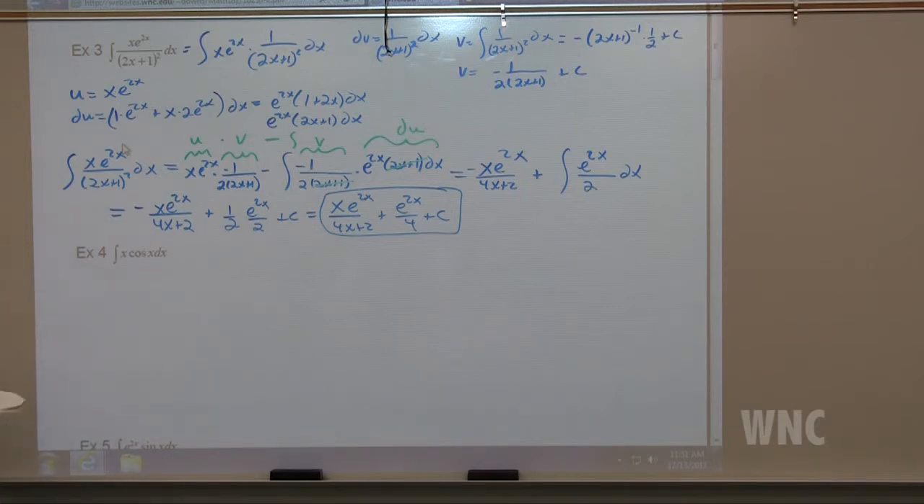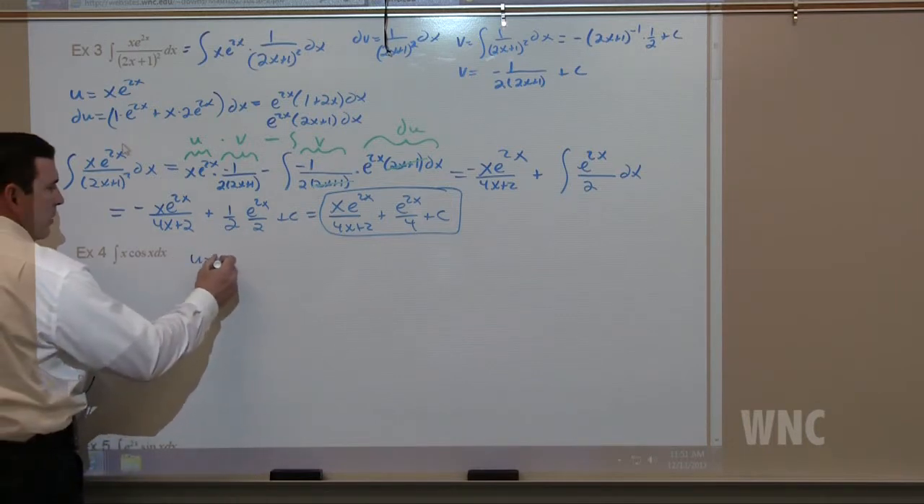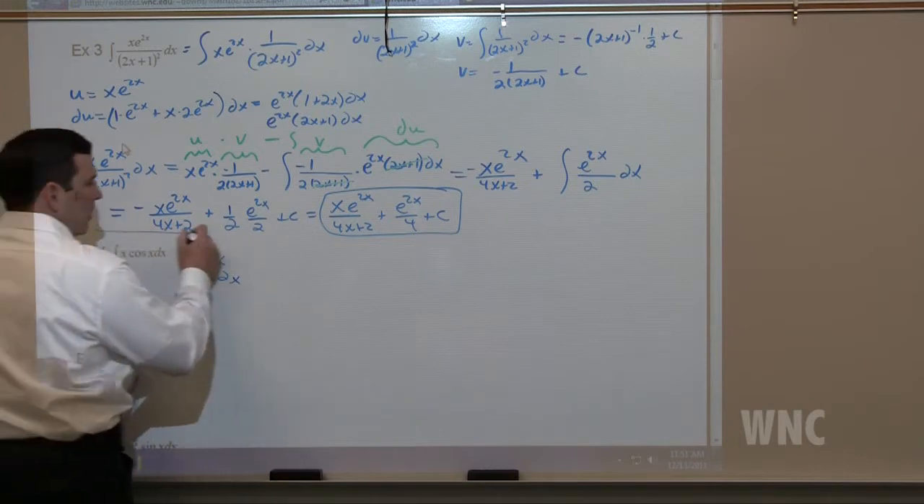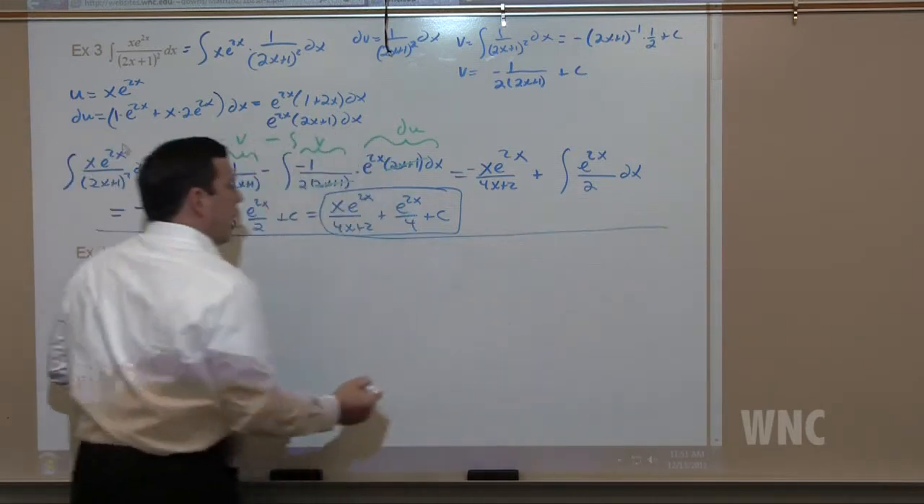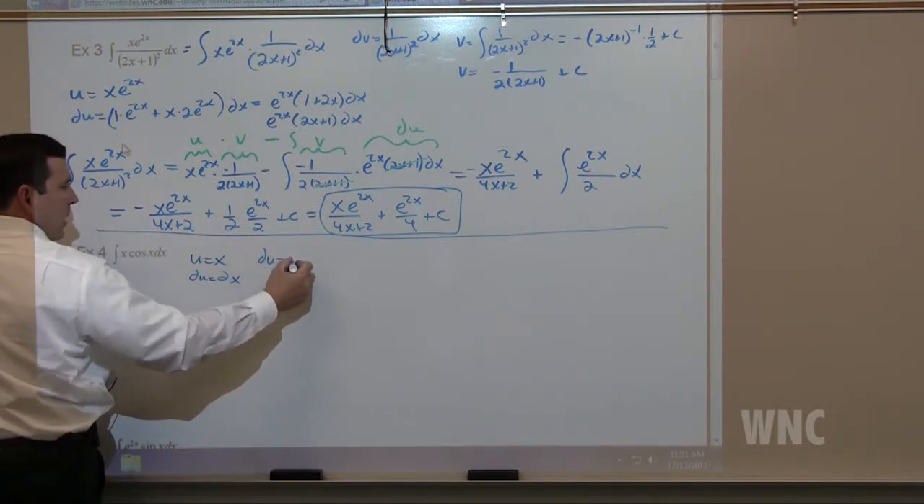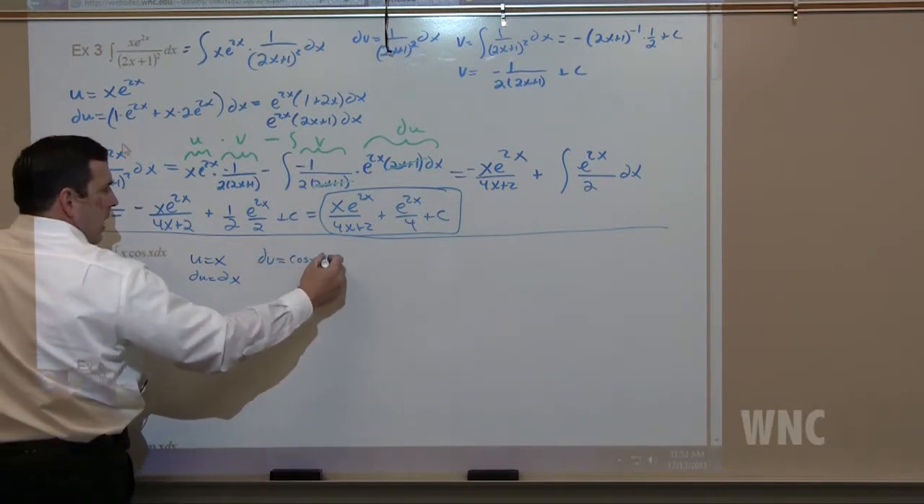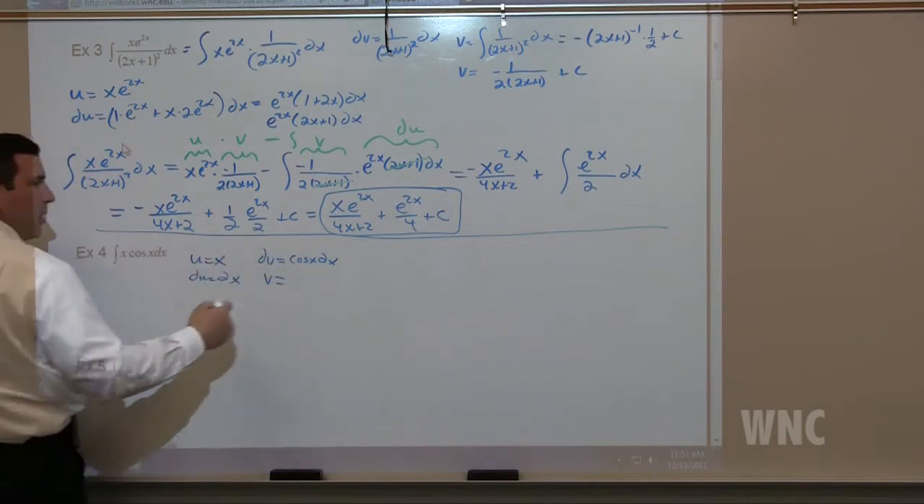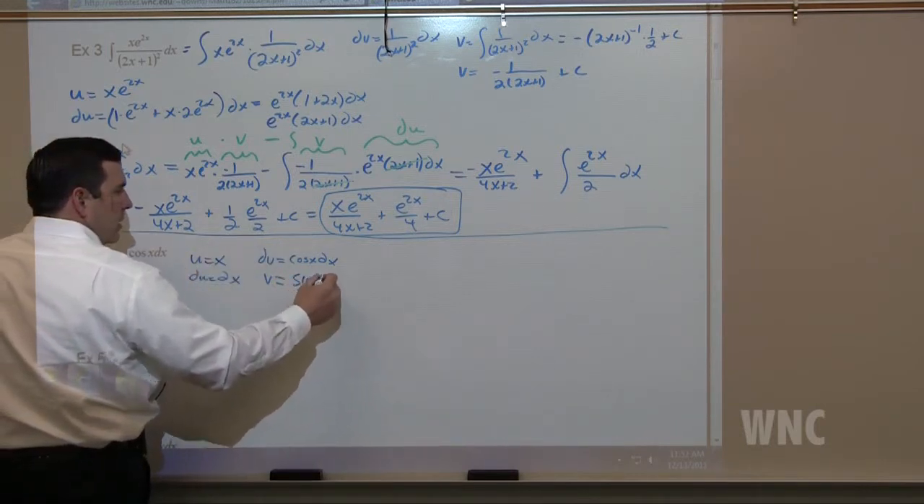Let's look at example 4. We have x cosine x. So the simplest part of this, if you said u equals x, your du is just dx. It's not so bad. And if you said your dv was cosine x dx, your v would have to be the antiderivative of cosine, which is going to be sine x.